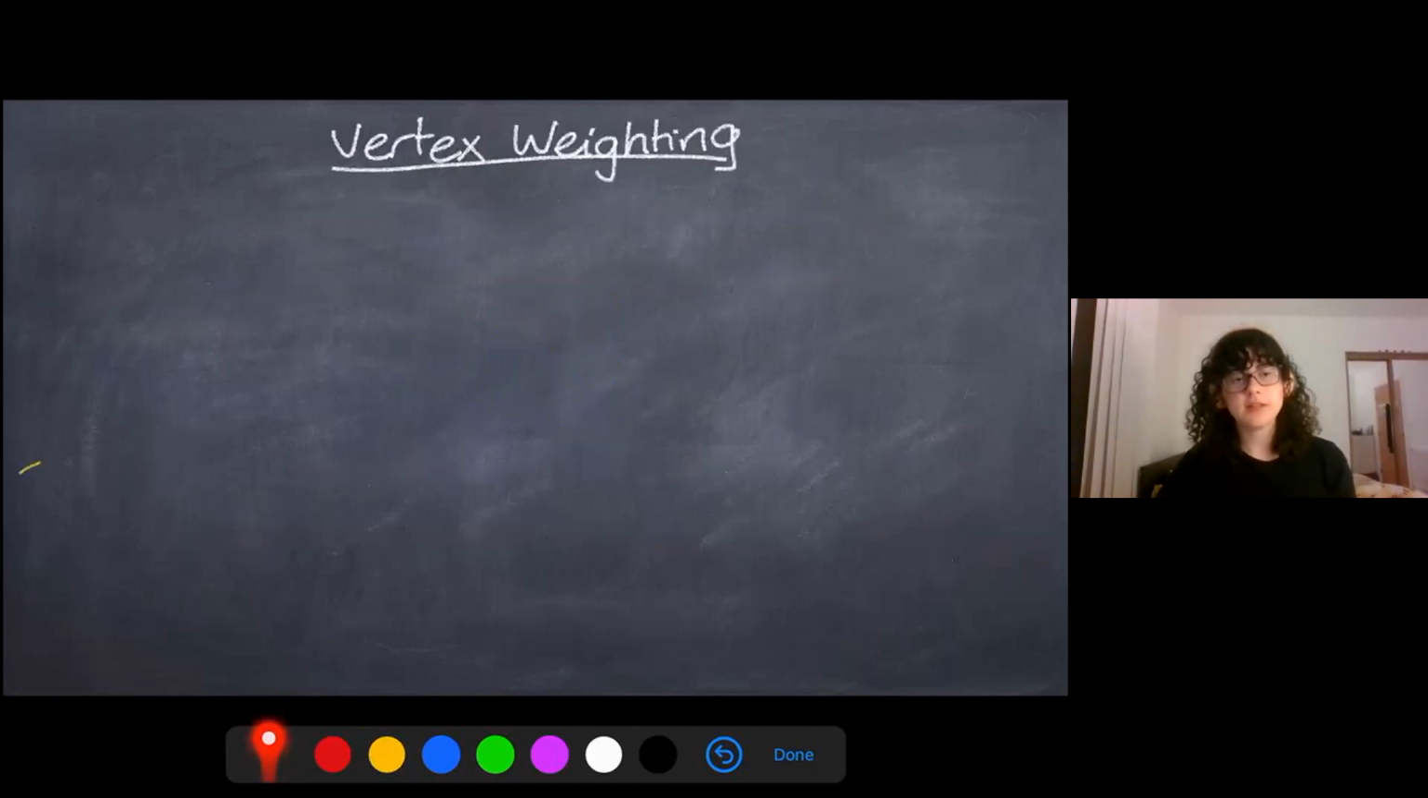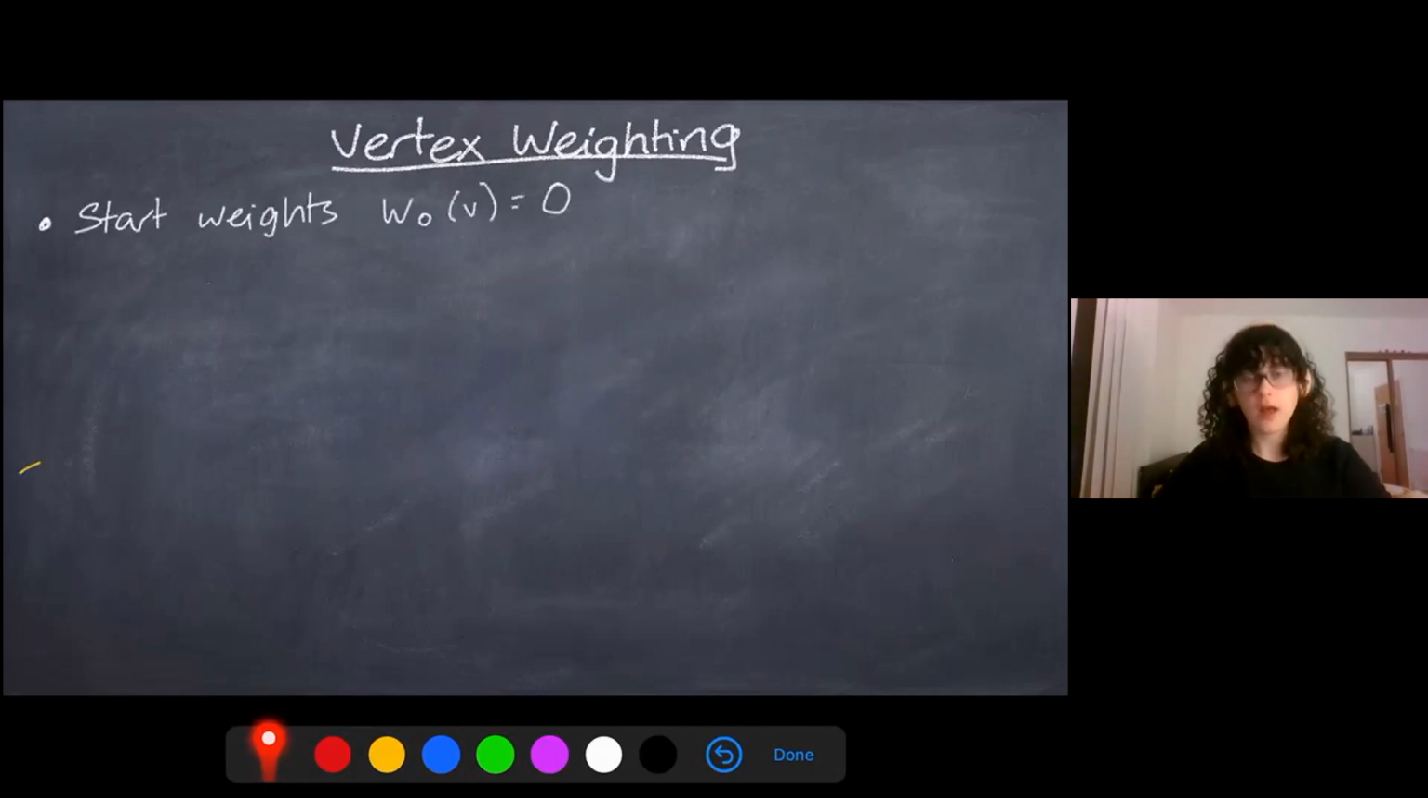So how is the weighting constructed? Well, what we're going to do is start with no edges, and add in the edges one by one in the order that we specified when we gave an edge ordering, and update the weightings on the vertices as we go along. So we start with no edges, and every vertex has weight 0.